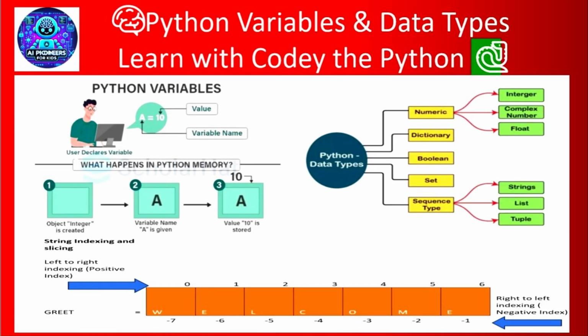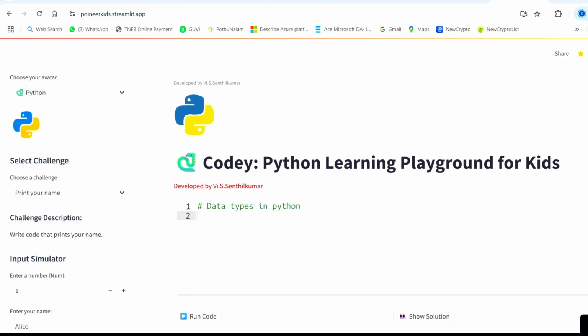Let's start with the coding example for this concept so that you can understand this concept more clearly. Let's start the coding now. In the previous video we learned our first Python program and how to use the print function in the program. So in this video we are going to learn the different types of data types that are available in Python.